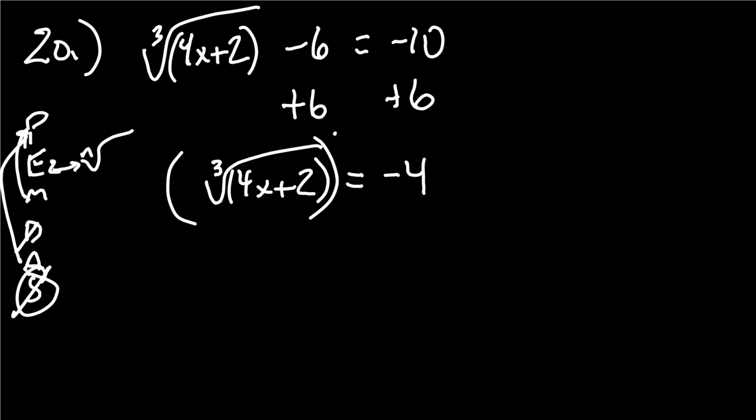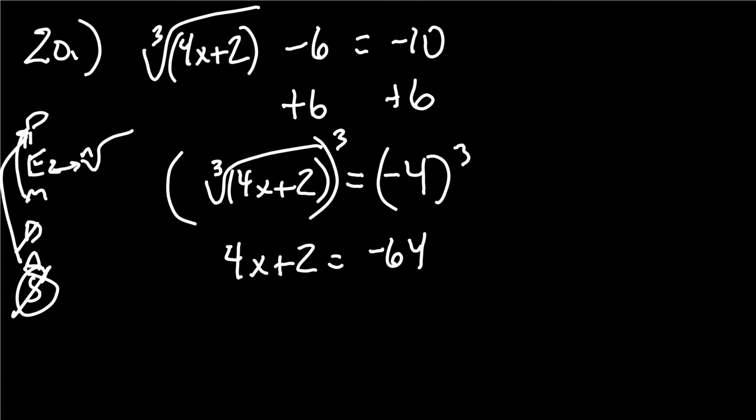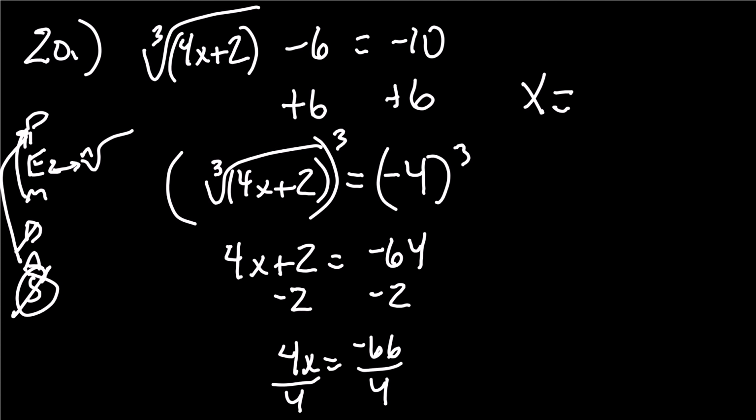And how do I get rid of a cube root? I cube both sides. So I'm left with 4x plus 2 equals minus 64. I subtract 2 from both sides, subtract 2 from both sides. I get 4x equals minus 66. Divide by 4, divide by 4. I get x is equal to minus 66 over 4, which turns into minus 33 over 4.